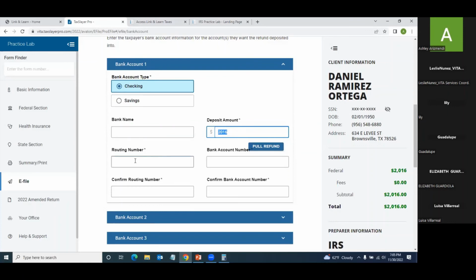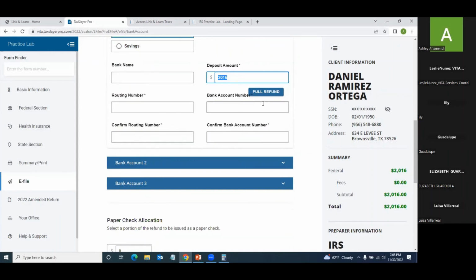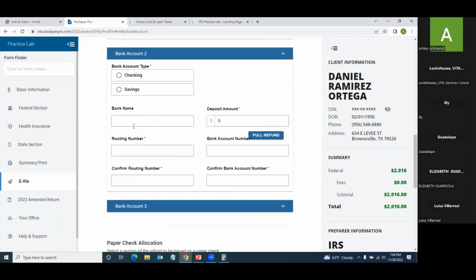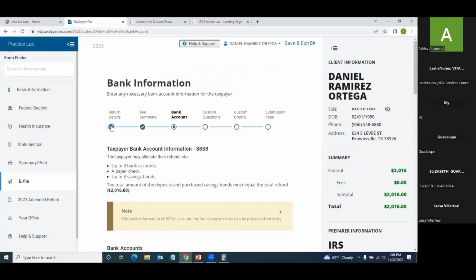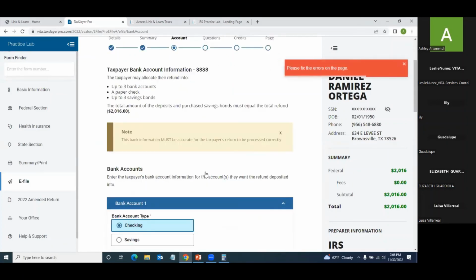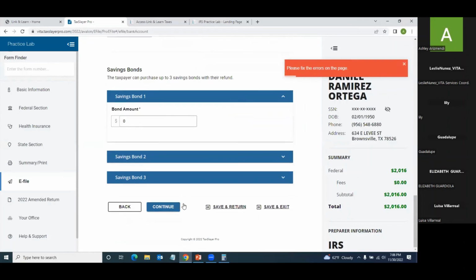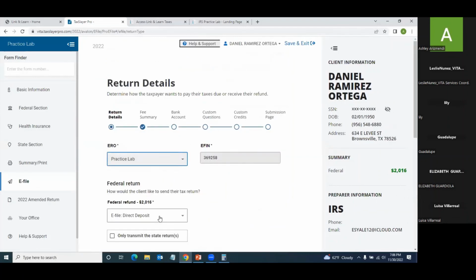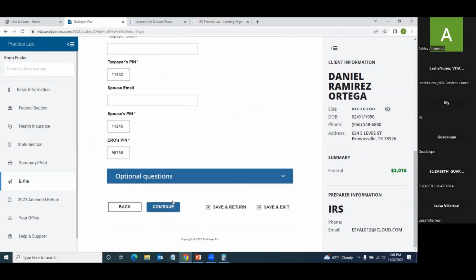And then, of course, the routing number of the bank, confirm the routing number, and the account number. And then if they wanted to put another one into the savings, you would put the savings. Again, the same thing: bank name, the other portion of the deposit, the routing number, the account number. Just confirming. And since we're not doing bank, I'm going to change it back to paper check so we can continue, so I can show you the rest.